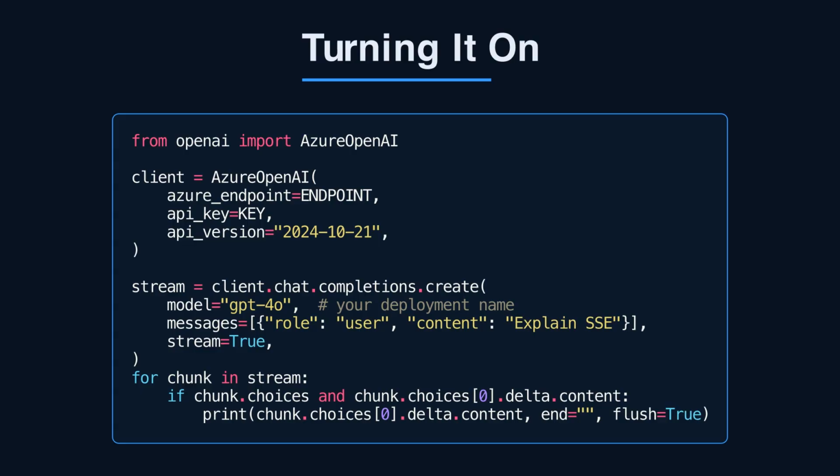Critically, the first chunk often has an empty delta, and any chunk can have content of None when it's carrying a role or finish signal instead of text. So always guard with a None check before you print or yield. Otherwise, you'll concatenate the string "None" into your output.